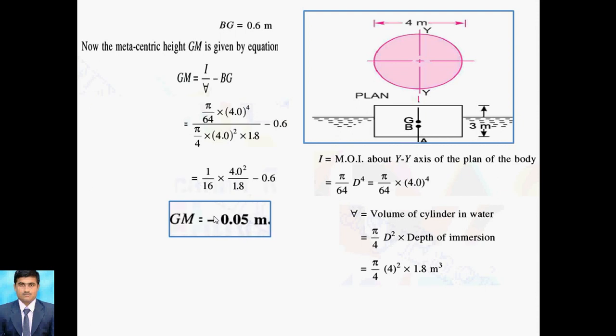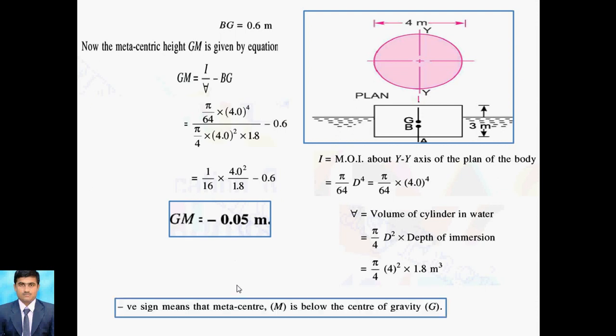The minus indicates that the ship, or we can say the body, is unstable, because G is above and M, the metacenter, is below. So that indicates an unstable condition. So this is the meaning.